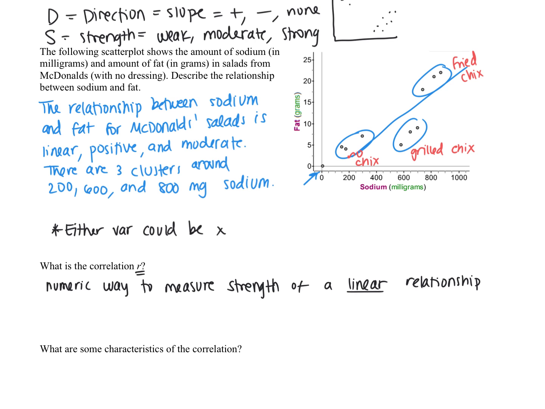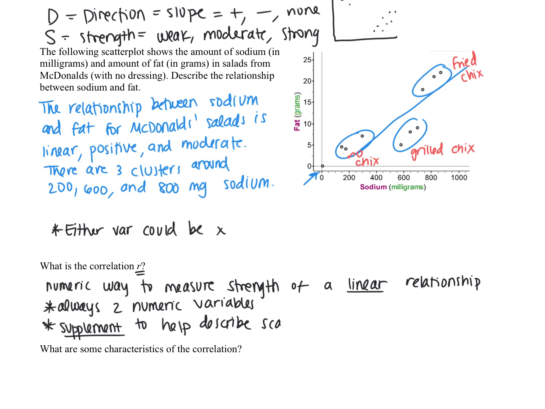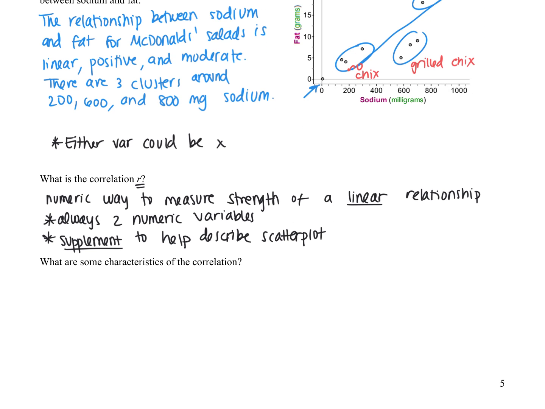Okay, so a few things for you to know. It's always going to refer to two numeric variables. And it is a supplement to help describe the scatter plot. So you would never take a data set, calculate R, and make a conclusion about whether or not the relationship is linear without actually looking at it.